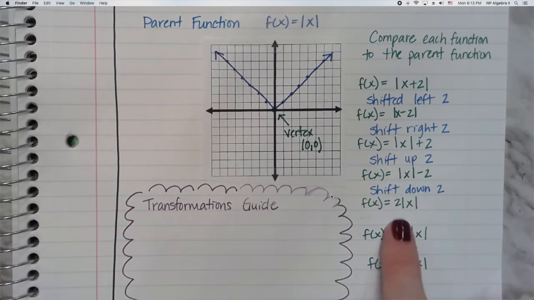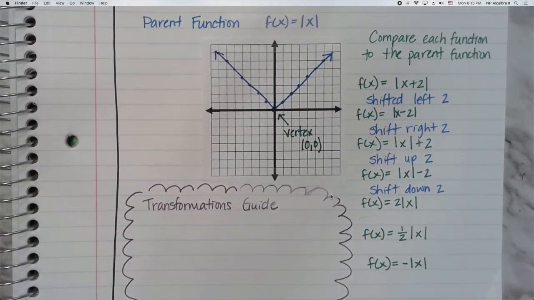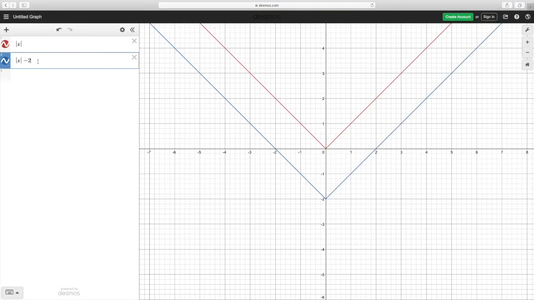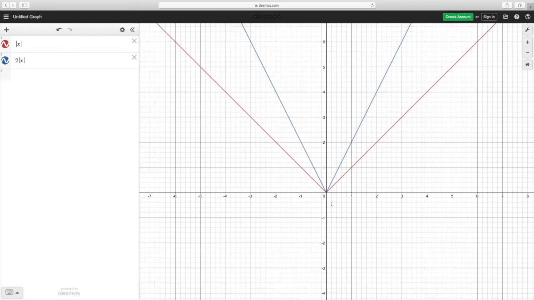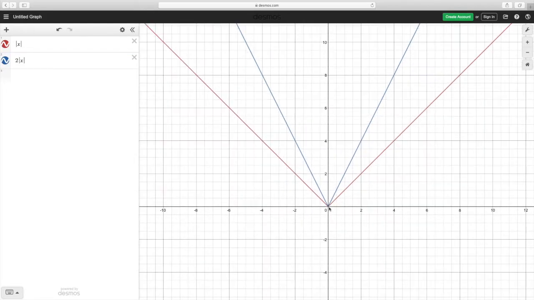Now we're going to compare if we have a 2 out in front of our absolute value. So back to Desmos. And I'm just going to edit this and put a 2 out in front. Interesting. Notice that our vertex is in the same spot. However, let's compare the slopes of this line coming to the right and the line coming out of the vertex to the left. Notice our slope is a little bit more narrow. So instead of going up 1 over 1, now it's going up 2 over 1. And so we're going to call that a vertical stretch.